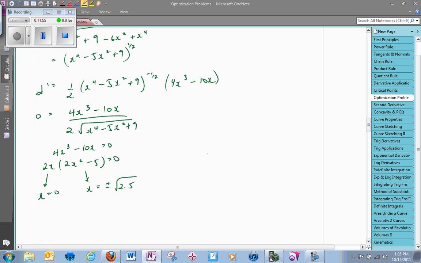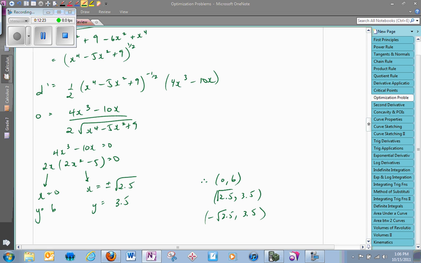When I substitute back into the equation, I get y is equal to 6 and y is equal to 3.5 in both cases. So therefore the closest points are (0, 6), (square root of 2.5, 3.5), and (negative square root of 2.5, 3.5). This question had 3 answers.